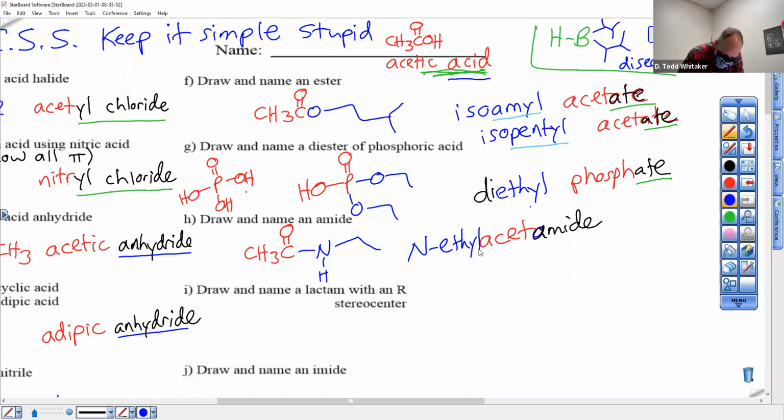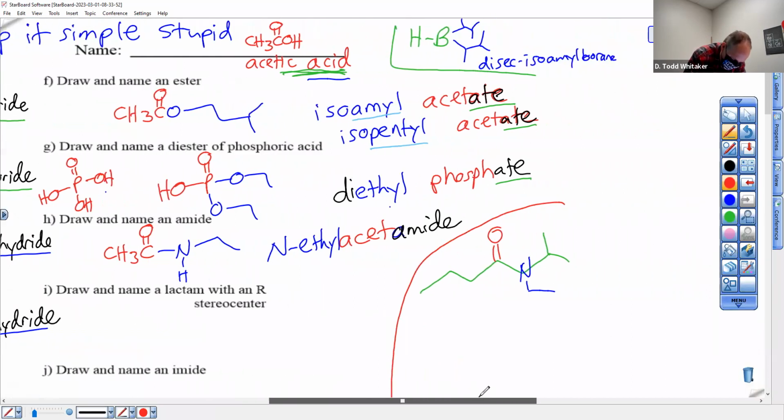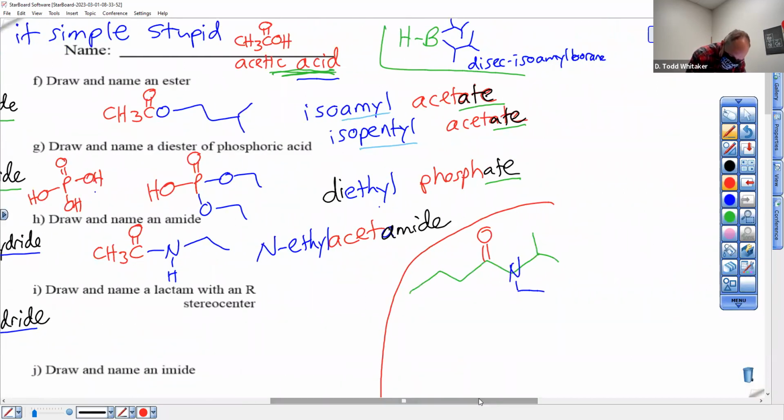And I'll do a quick example to illustrate. Why not? Let's put two different groups on the nitrogen. And this is just an aside, more practice. Longest chain is 1, 2, 3, 4. So what acid was that?